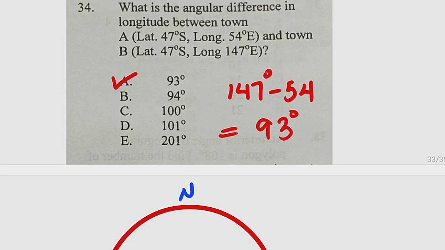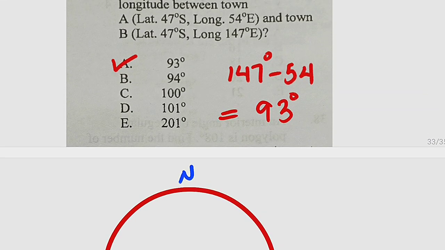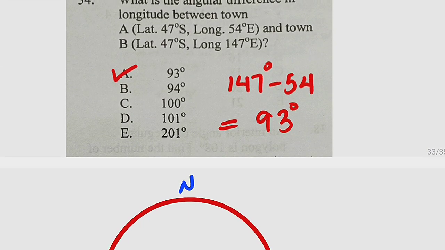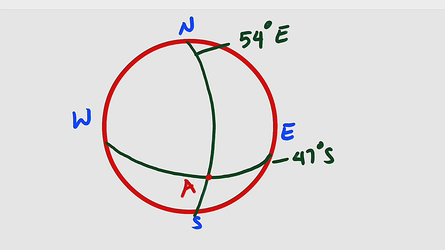All right, the first town is on the latitude 47 degrees south. So along the south, we have something like this, roughly. This is 47 degrees south. And its longitude is what? 54 east. So let's assume this is 54 degrees east. So the point of intersection is this. So this determines town A.